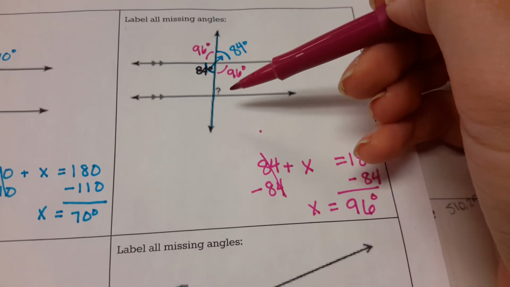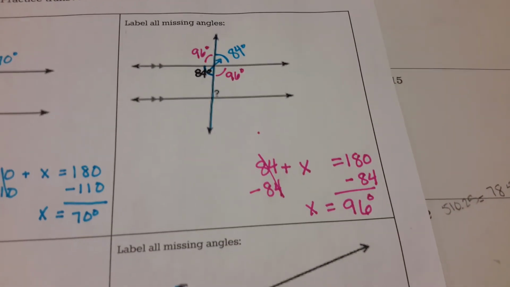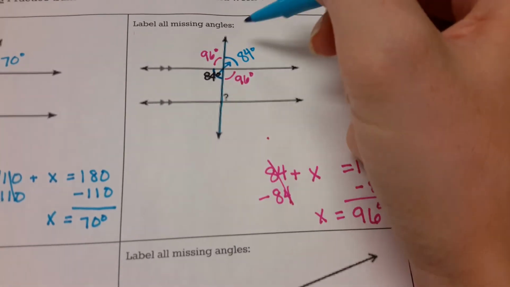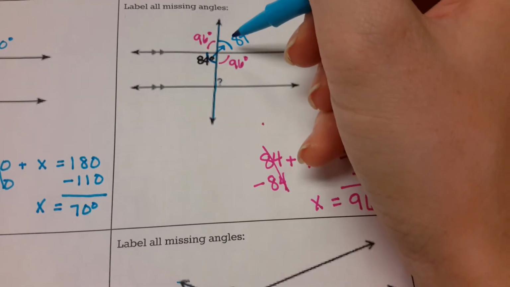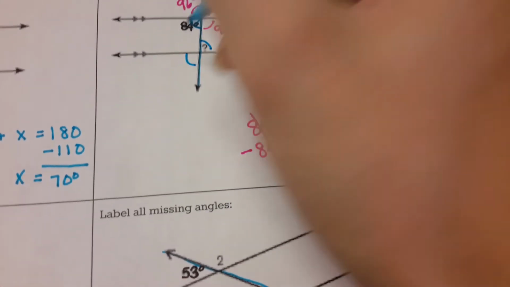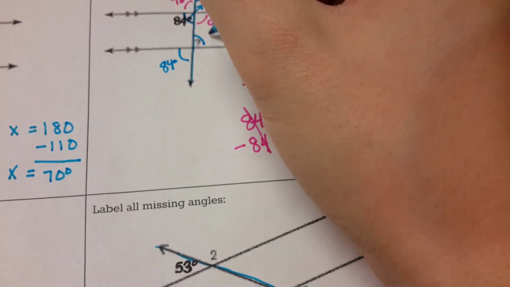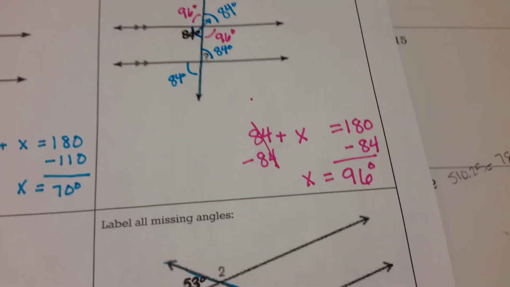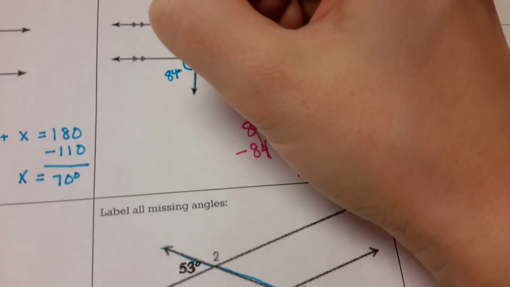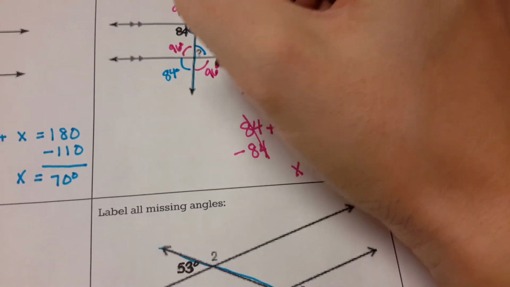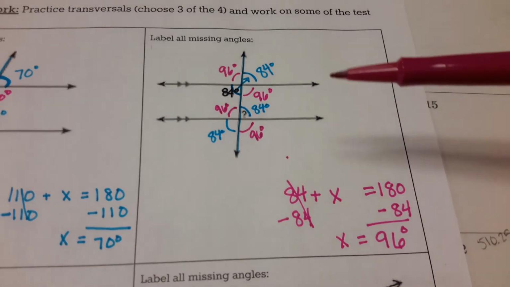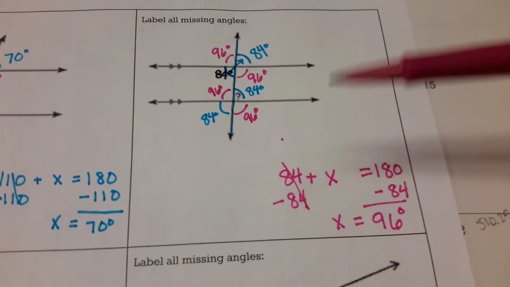And then we need to come down below and label the other 4 angles. So we find our acute, our less than 90 degree angles, are here and here. And again, those are 84 degrees. And our obtuse angles, the ones greater than 90 degrees, are 96 degrees. So this is how we figure out angles in transversals.